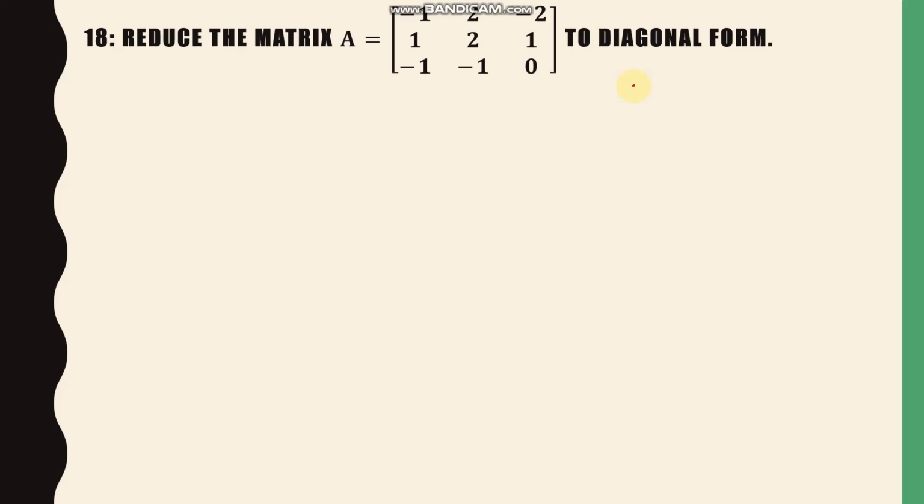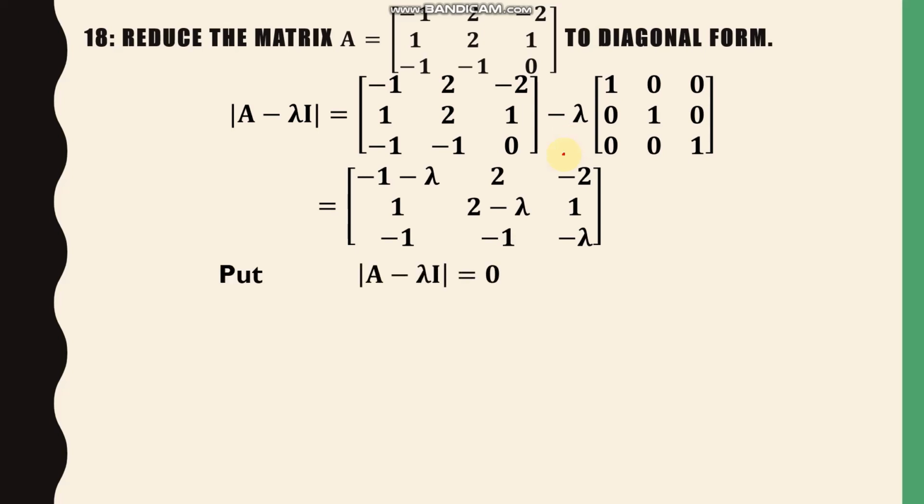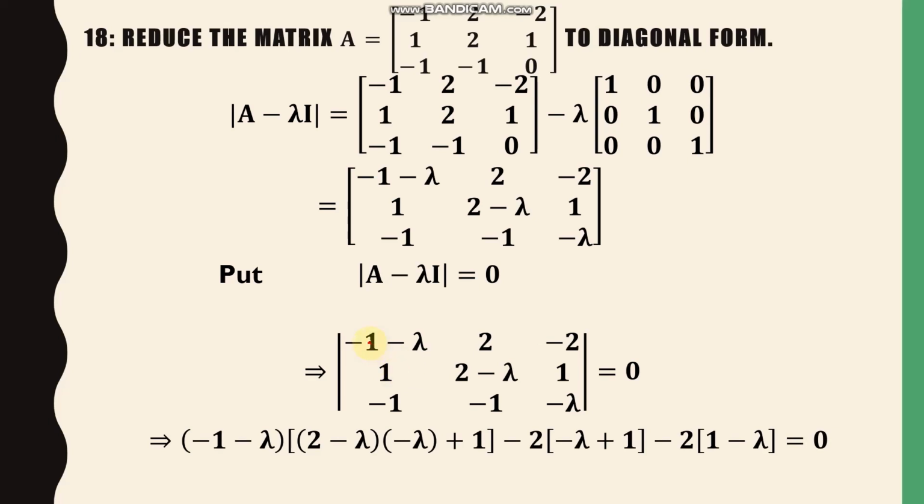Okay, so let's start. Firstly, find the eigenvalues by equating the determinant of A minus lambda I to 0. So find A minus lambda I and put its determinant equal to 0. Okay, so we have got this. Determinant of A minus lambda I equal to 0. Let's expand the determinant using the first row. So (-1 minus lambda) multiplied by (2 minus lambda), minus of -1, which becomes +1.